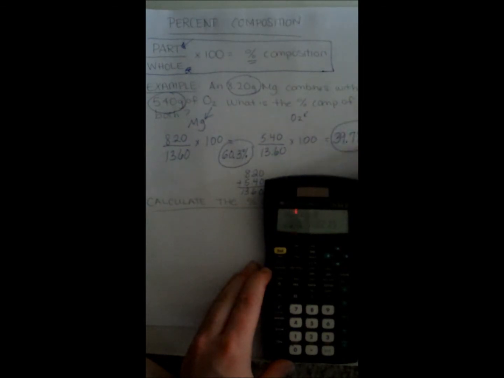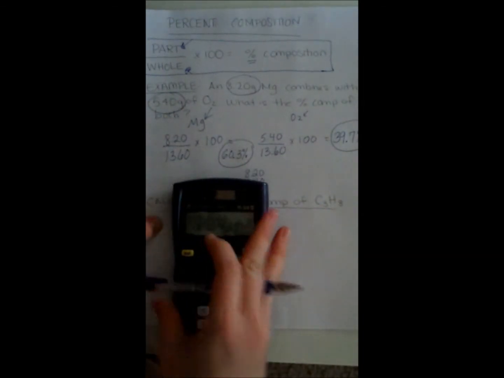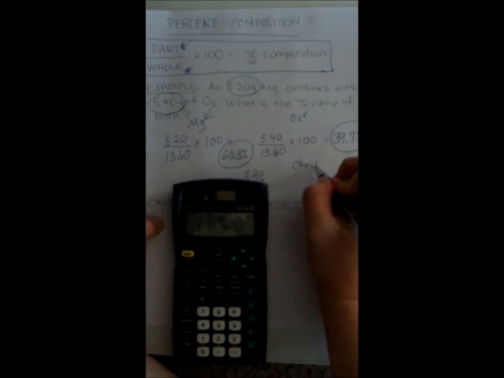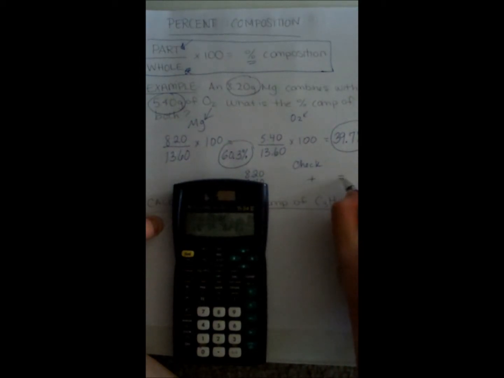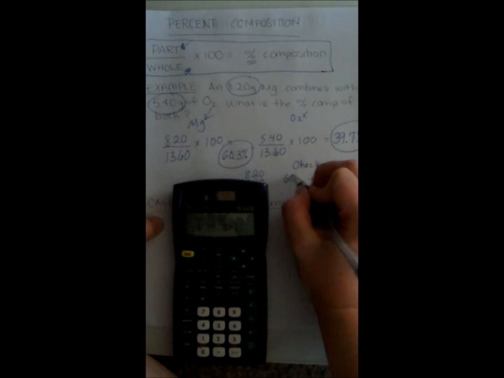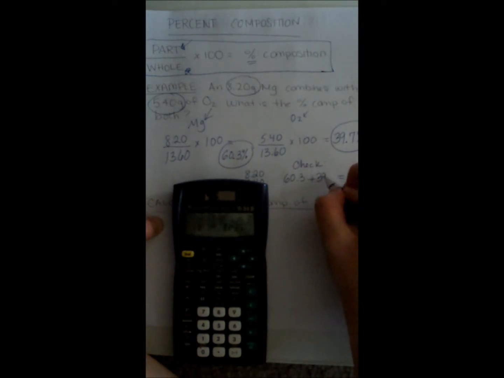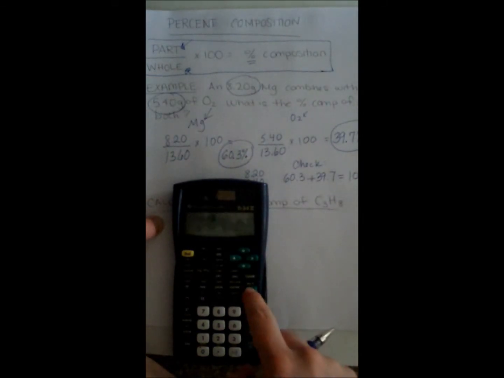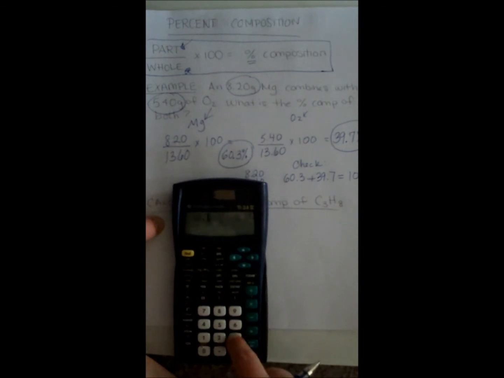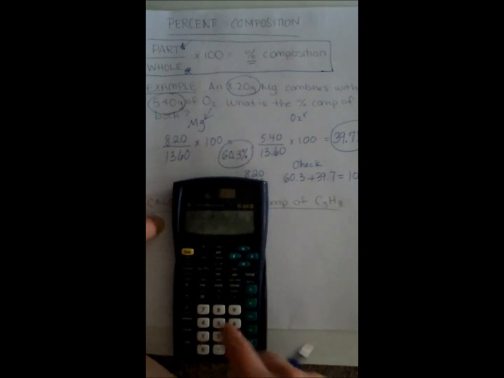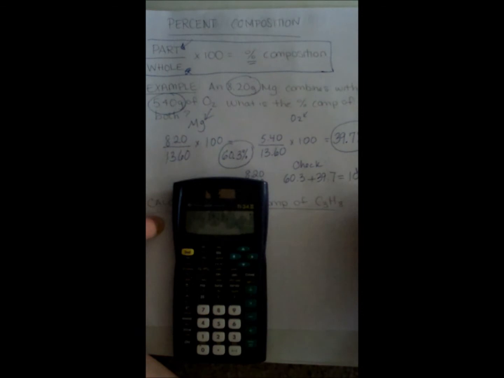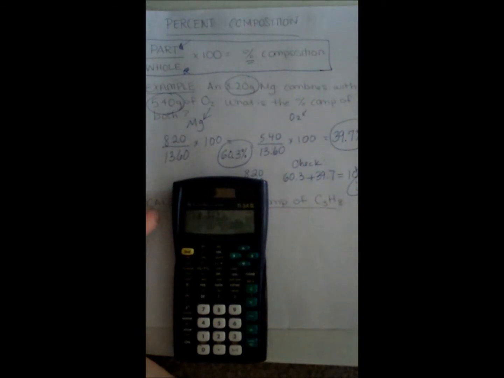And we're going to have 39.7%. Now the easiest way to check yourself is that you take both of them and they add up to 100. So 60.3 plus 39.7 is 100%, and we got it right. So that's the first type of problem you may see. They'll give you a mass and then you calculate the percent comp from that.